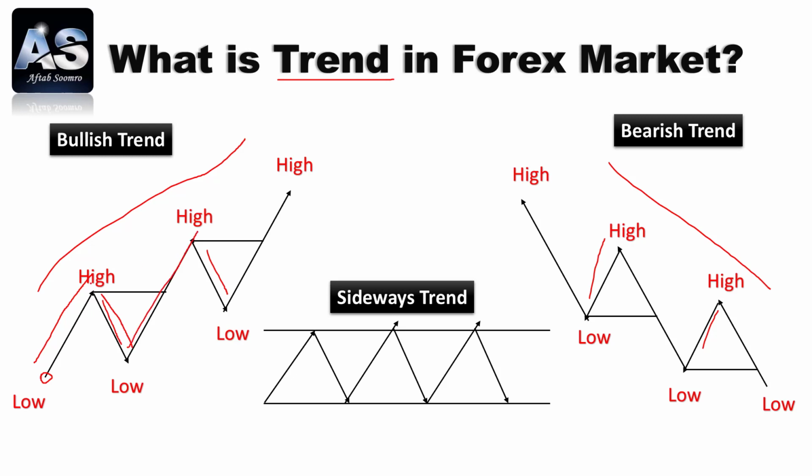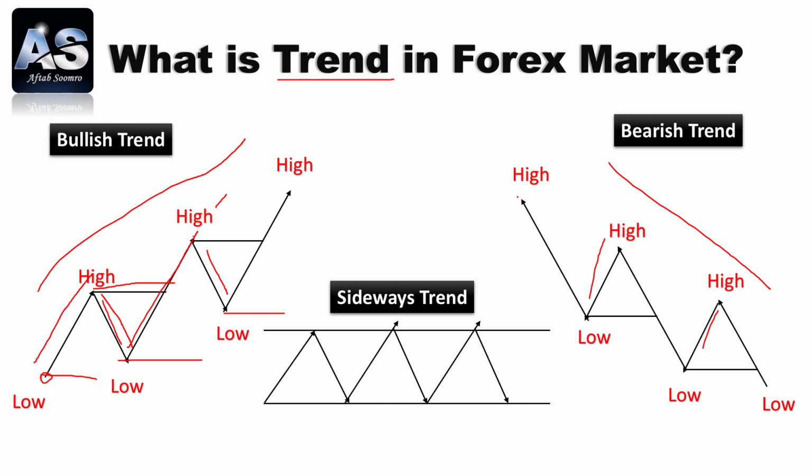Now the market goes back again, and this time it breaks its previous high and makes a higher high. Here we can say that in an uptrend the market breaks its high and protects its low. That trend is called a bullish trend. On the contrary, we have a bearish trend.